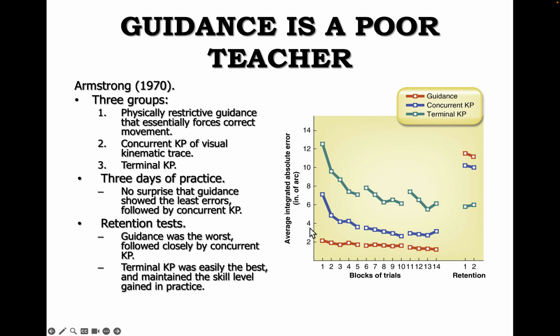On the left axis here was the amount of errors done. As you can see, guidance feedback was the best, concurrent feedback was the next best, and then terminal knowledge of performance feedback was the worst, meaning they created the most errors. However, after a delay, looking at the retention of the performance, essentially learning, terminal KP performed the best, followed by concurrent knowledge of performance, and then guidance feedback was the worst in learning.